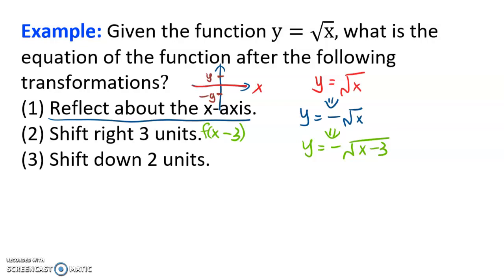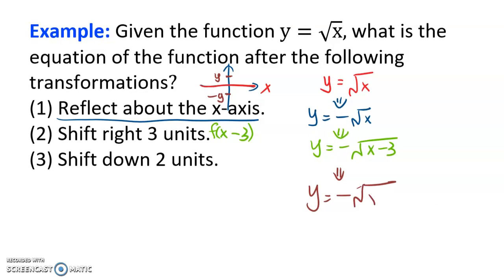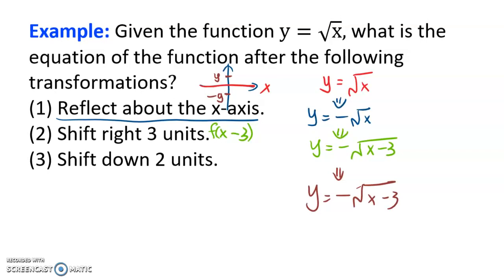Okay, now next transformation, shift down by 2 units. That means you will have to subtract the whole function by 2. So you will have y equals negative square root of x minus 3, and subtract the whole thing by 2. And you will end up with this equation, and this is the answer to this question.